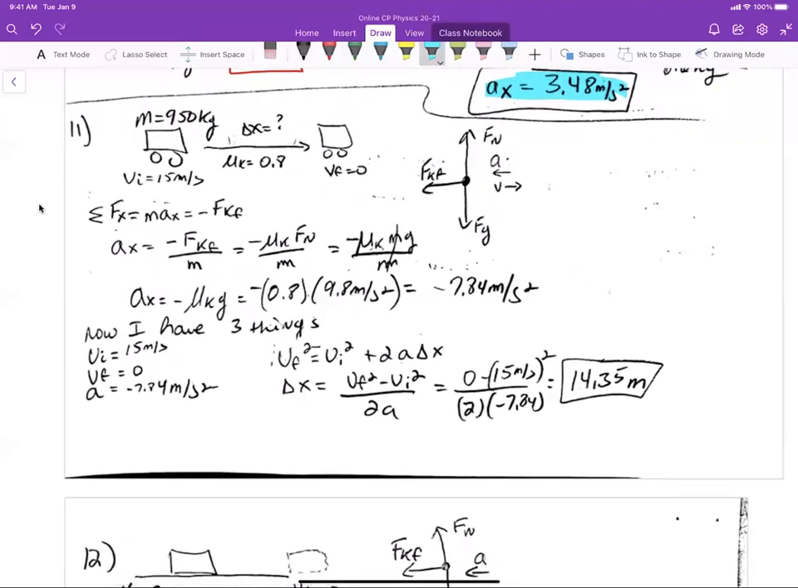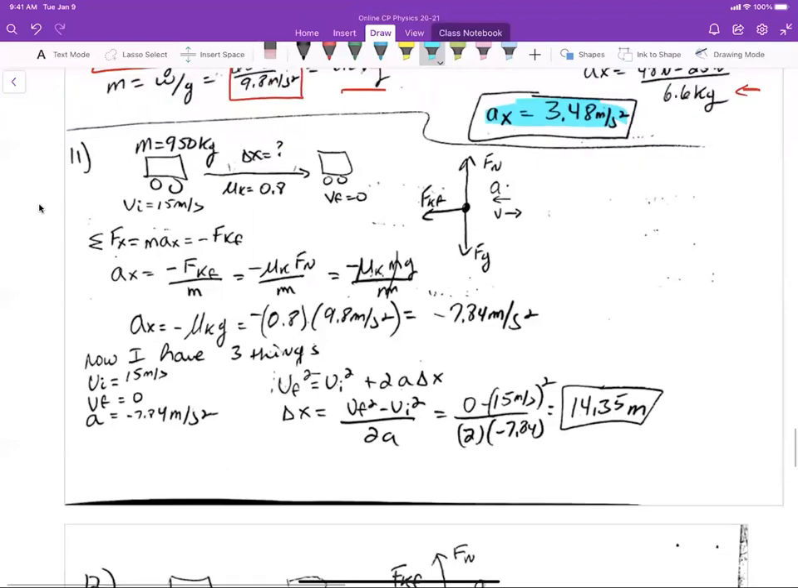Number 11, a driver in a 950 kilogram car is traveling at 15 meters per second, slams on the brake and skids to a stop. If the coefficient of friction between the tires and the level road is 0.8, how long will the skid marks be? We will first draw a sketch.